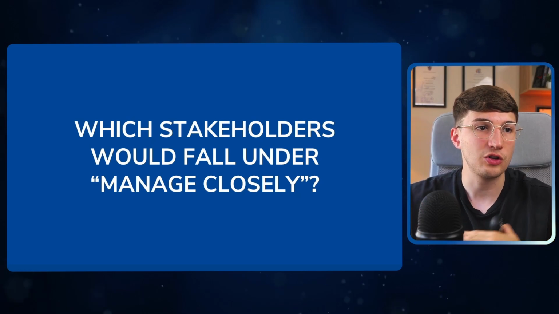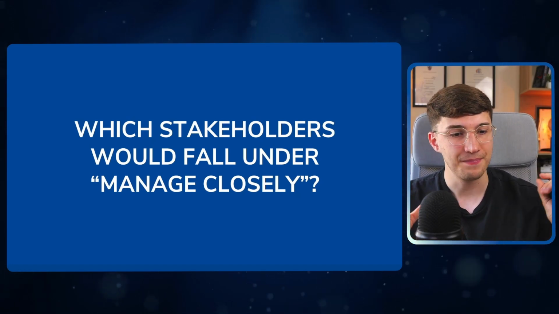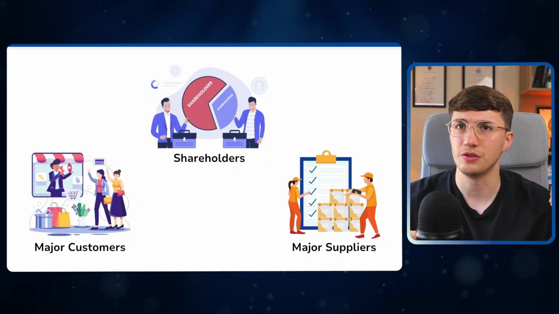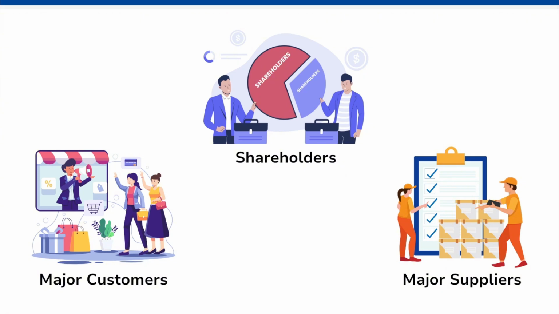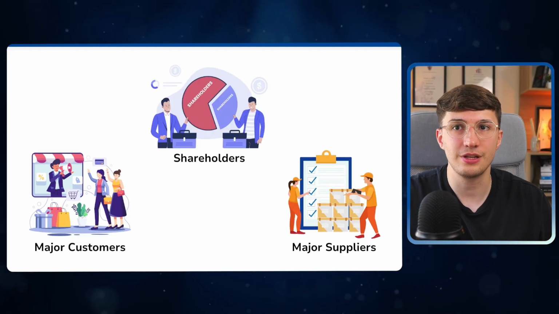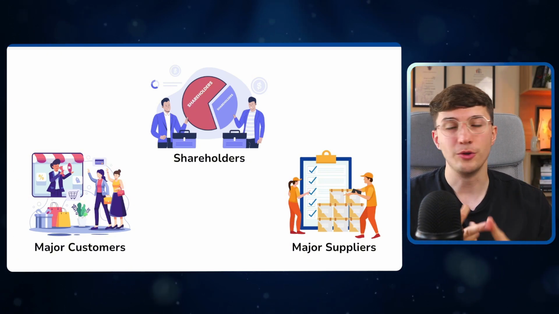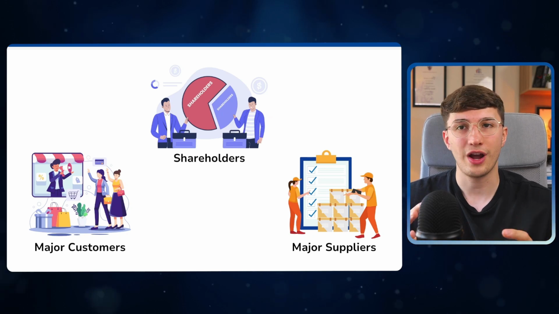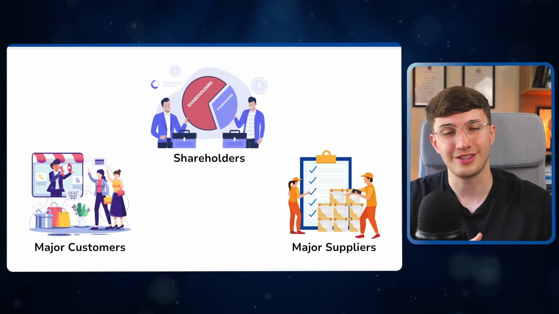And just some examples which could potentially fall under the manage closely. This isn't going to be the case all the time. It can depend on different scenarios and situations. But first of all, we've got our major customers, our shareholders, our major suppliers, any different senior executives such as CEOs, CFOs, and obviously shareholders, only the shareholders who have quite a large share within the business. So let's say, for example, the majority shareholders who own like 40 to 50% of the business. These are all great examples of those manage closely stakeholders.